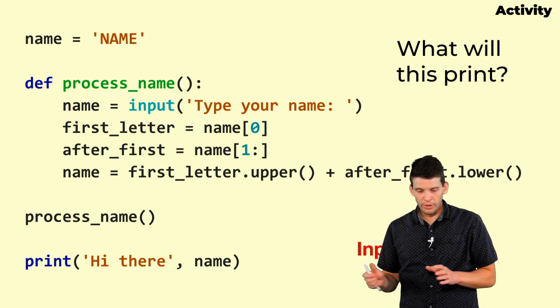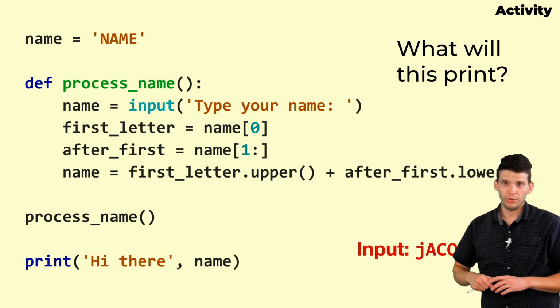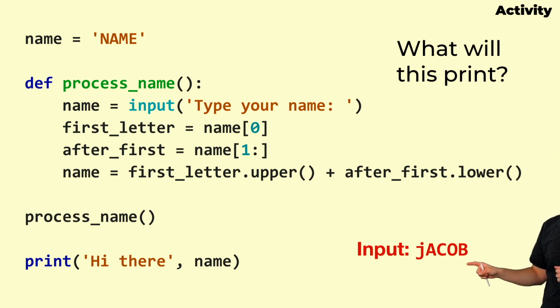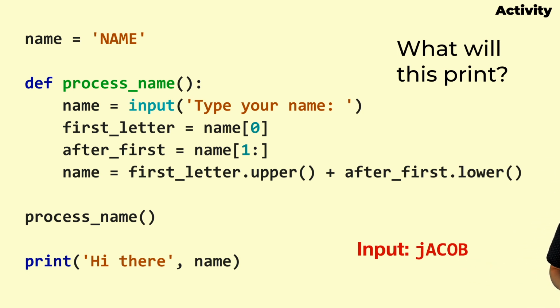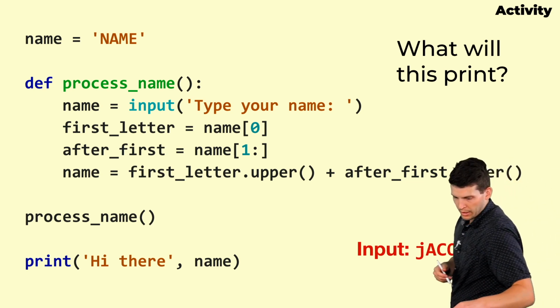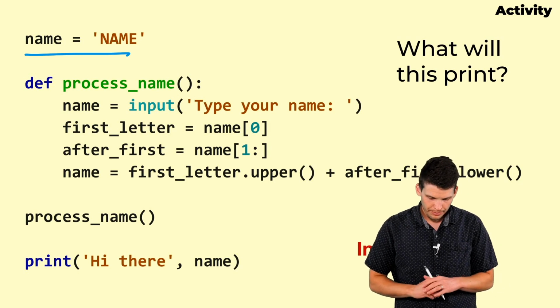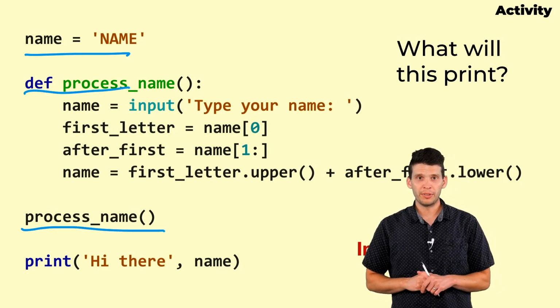And so for this example, there's an input, and several of the other ones, there's an input that it requests. And so for these, let's use the example Jacob, but take note of how this is written, the lowercase at the beginning and then uppercase letters after that. So what would this print out for that input? So for this input, let's think about it. We have this global variable, the function definition, and then it would call process name.